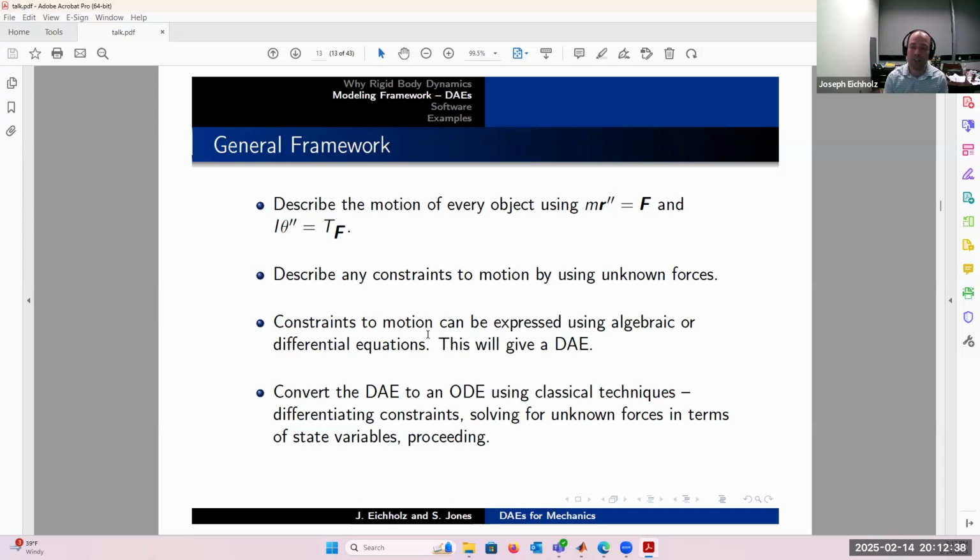And then if you're lucky, you can convert the DAE back into an ODE using classical techniques. The classical thing is you differentiate your constraints the right number of times, then you solve for your unknown forces in terms of your state variables, and you plug everything in. This is the part that you would have software automate away. The modeling is all in the first 3 parts. The software should take care of the 4th part.